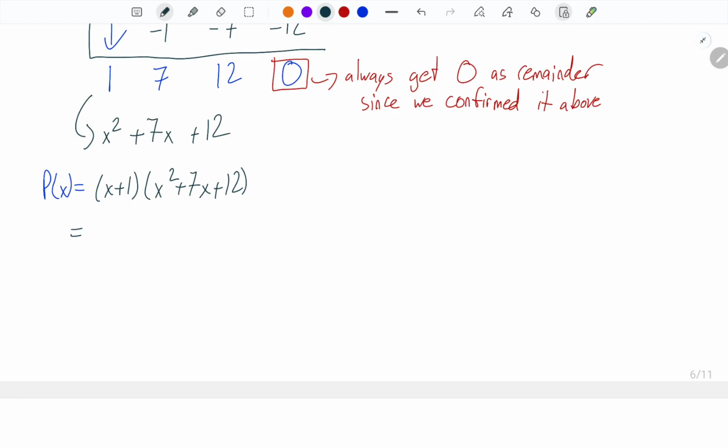Okay, so now we're not quite fully done yet. X squared plus 7x plus 12 could still be factored further, but at this stage, since it's a quadratic, you can just use your methods from factoring quadratics. What multiplies to 12 and adds to 7? I think that's going to be 3 and 4. So we get that. So this is now factored.